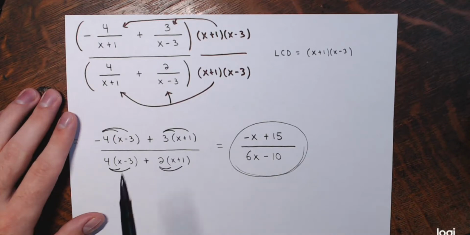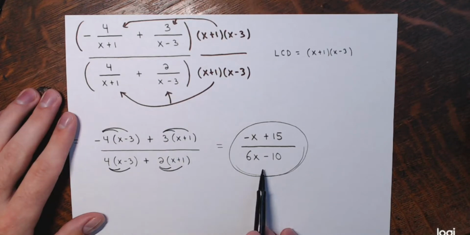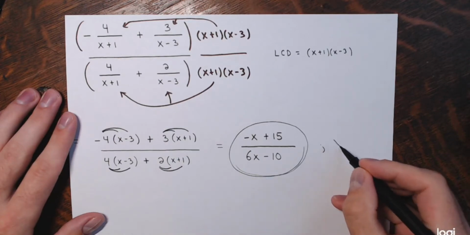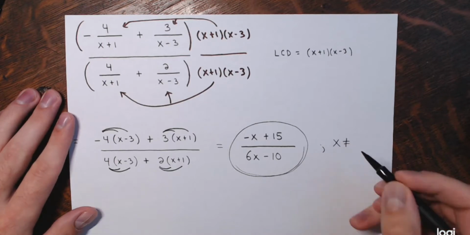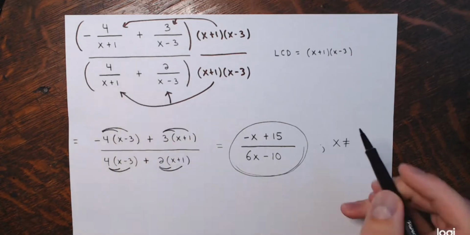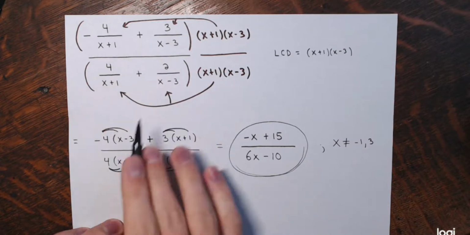So the value of our original expression before all the rewriting is equal to the value of this expression for any value of x, except the following values of x, right? You can't plug in values of x that make denominators 0. So -1 and +3 are not allowed. They make denominators 0 throughout this problem.